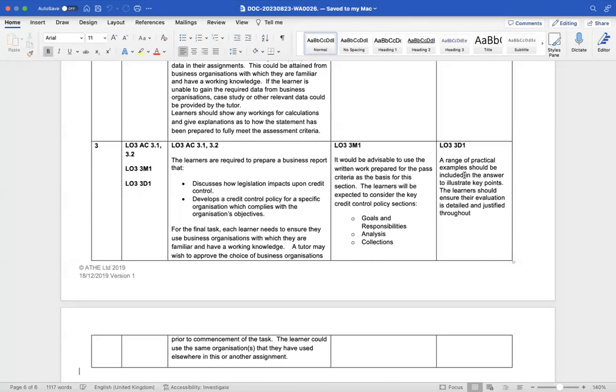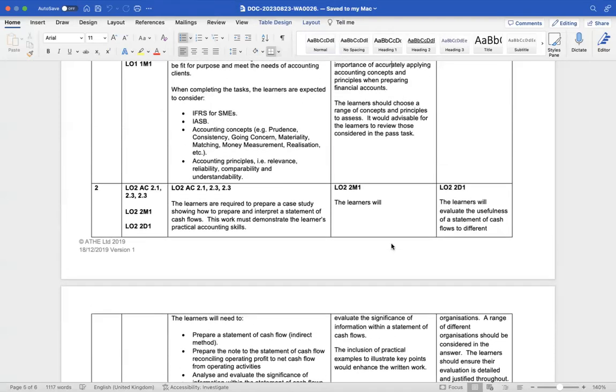You need to write a range of practical examples that should be included in the answer to illustrate key points. The learners should ensure their evaluation is detailed and justified throughout.